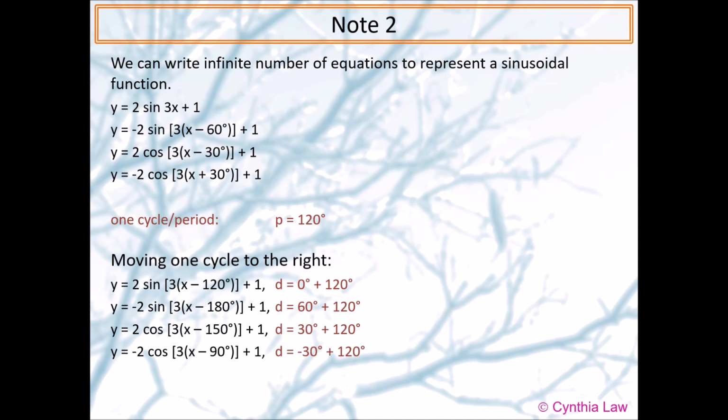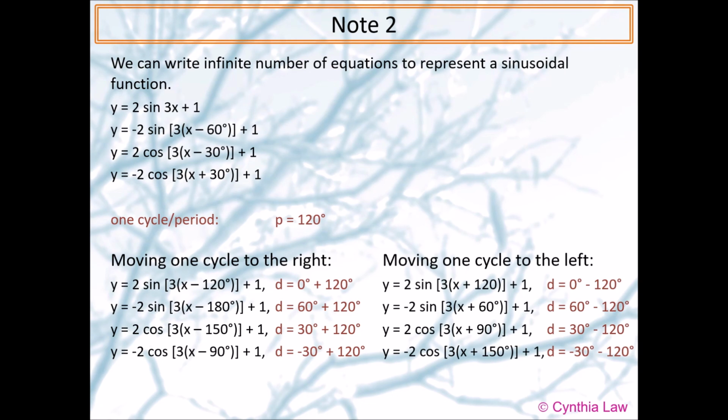I can also shift them one cycle to the left, and then I'll get different numbers. And then I'll substitute them back into the corresponding equations. I don't have to move them 1 or 2 cycles right or left. I can move them any number of cycles I want. Now, why is it true? Let's look at it graphically.